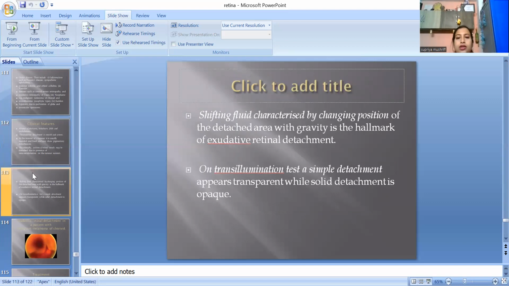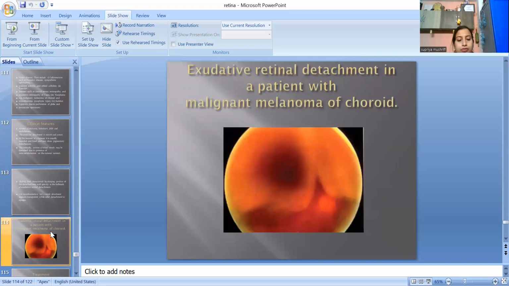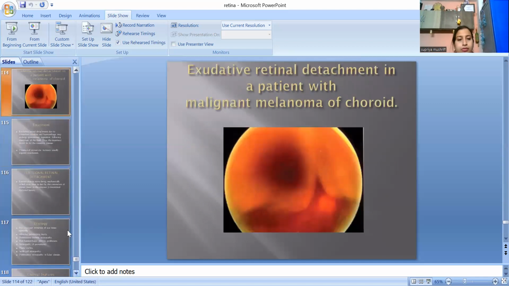Now, shifting fluid, characterized by the changing position of the detached area with gravity, is the hallmark of exudative RD. On the trans-illumination test, a simple detachment appears transparent while solid detachment is opaque. Now, this is a patient with exudative RD due to malignant melanoma of the choroid. This is a diagram which depicts exudative RD.